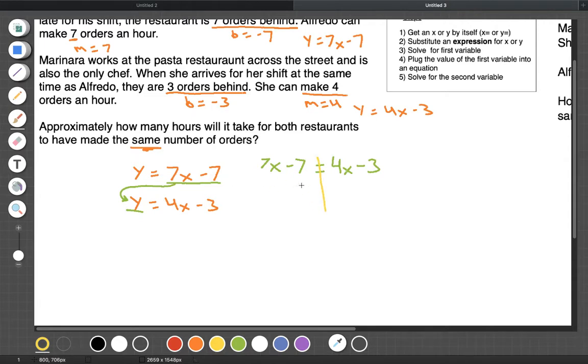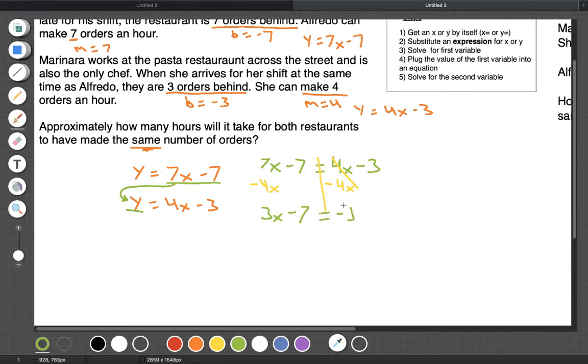Okay, and this is the situation where you have the x's on both sides, so you need to make sure you get an x on to one side. If you're having any trouble with this, just let me know, but I think most of us can get through this pretty quickly. So we have 7x minus 4x is 3x. We still have minus 7. We have equals, and we have the negative 3 here.